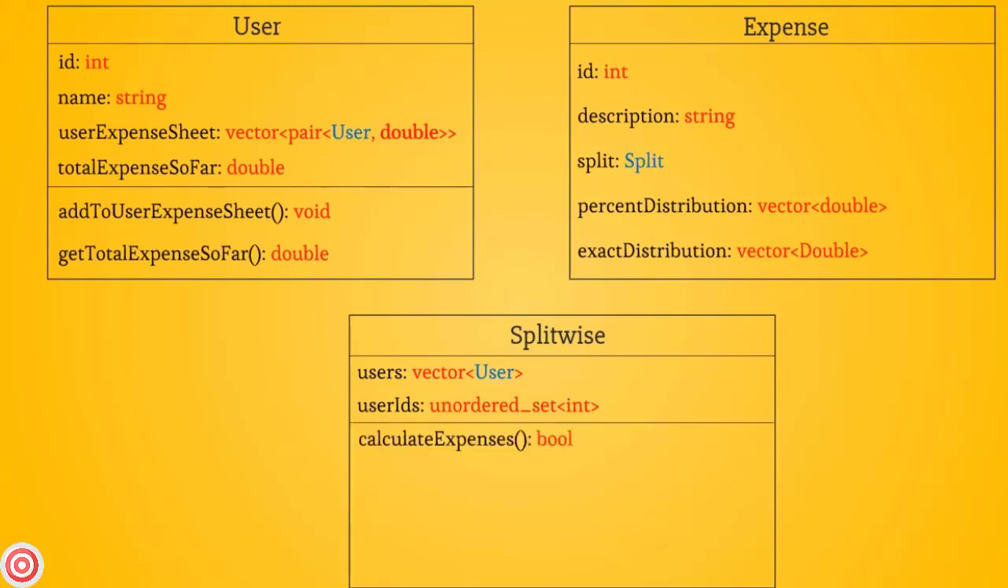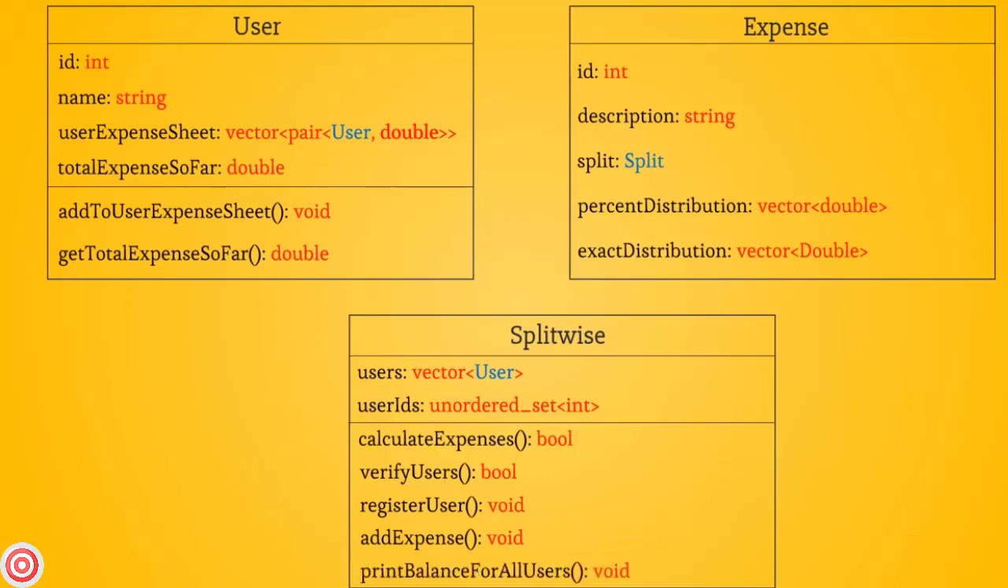We have the calculate expenses function, which calculates the user expenses. A verify users function verifies that the users passed as a parameter for calculating the expenses have registered to the app. The register user function registers a user to the app if not already registered. And add expense feature to add an expense. Pretty straightforward. At last, we have the print balance for all users, which prints the balance sheet for all users out to the console. This is the most important feature of the app, for which the app was built in the very first place.